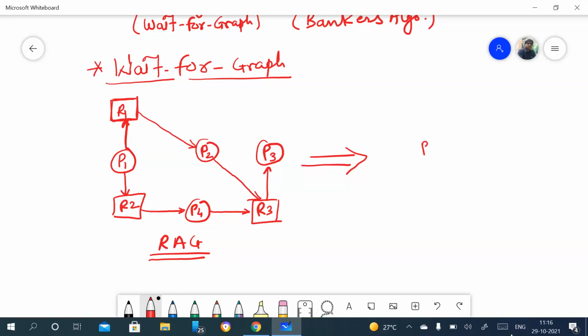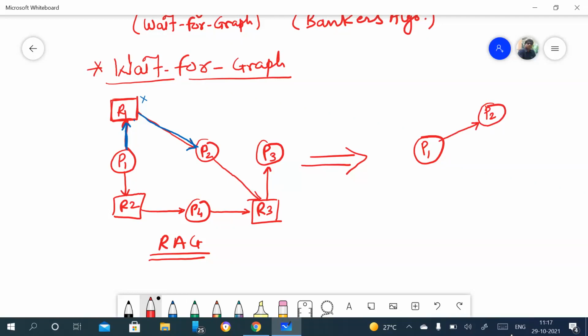Suppose we'll take P1 first. From P1 you can see here, we have this and this. So P1 is requesting R1 and that R1 is held by P2. So instead of showing this one, we can simply say P2, and the arrow is like this. So it is waiting for the resource which is held by P2.